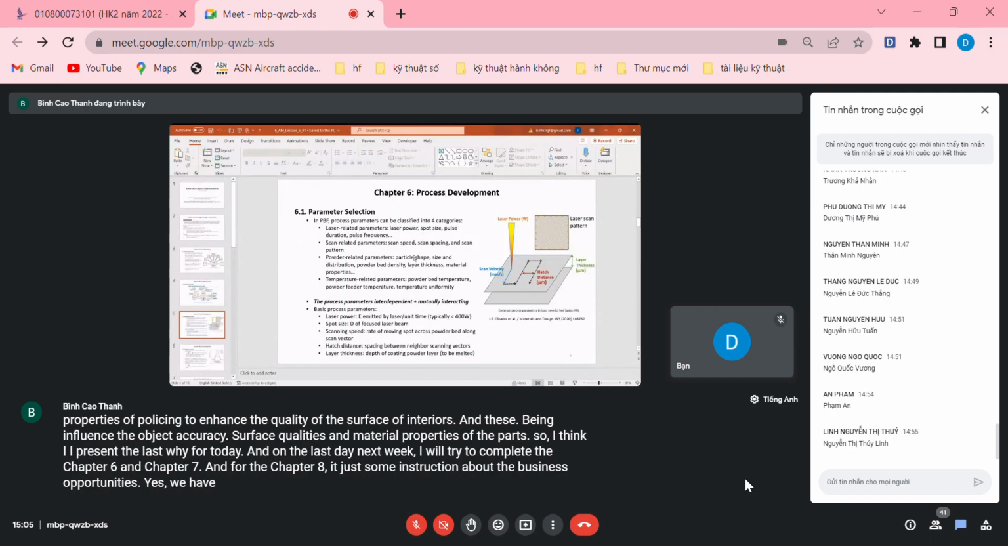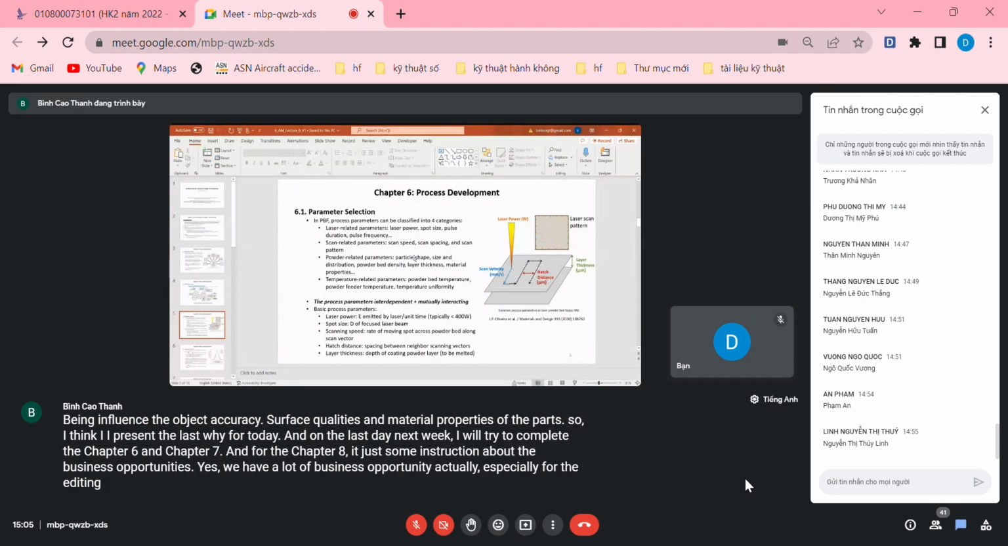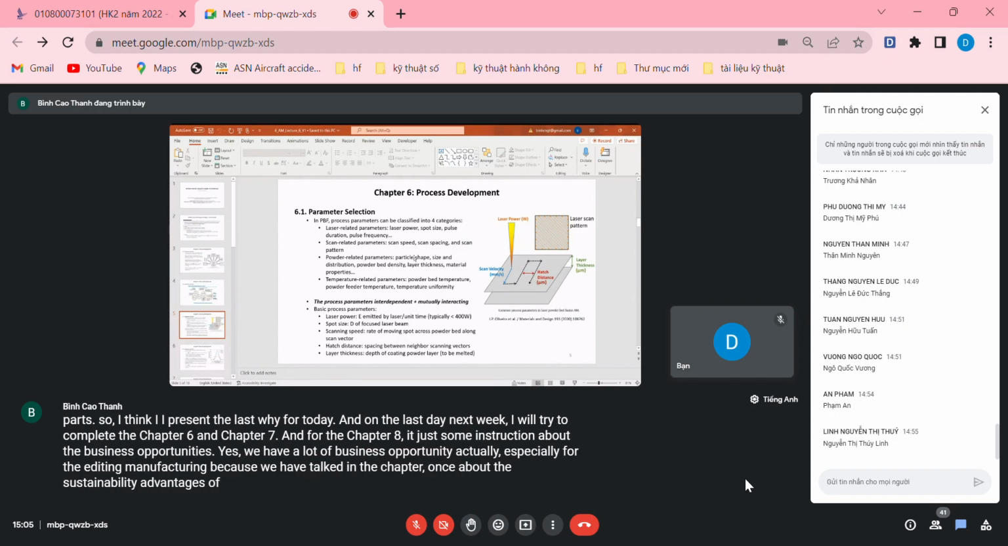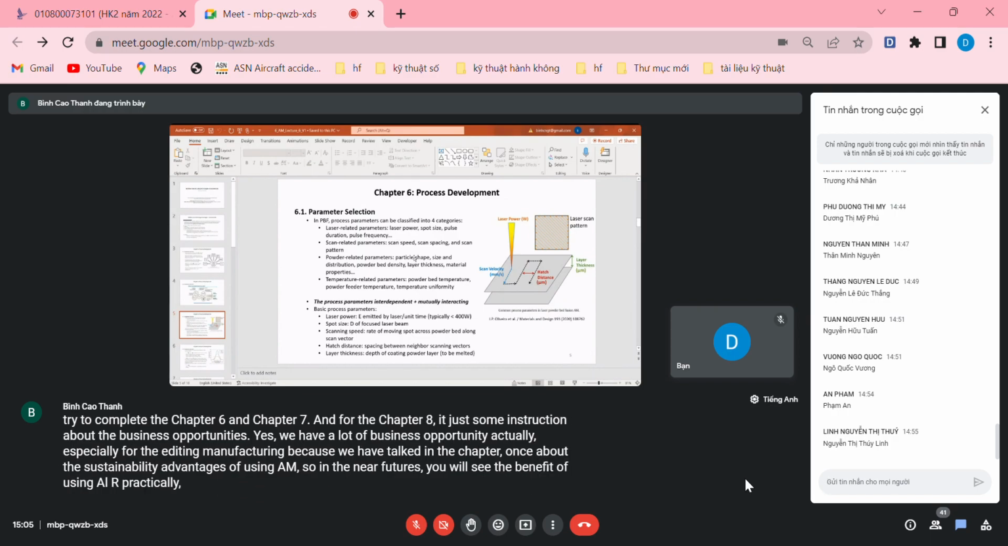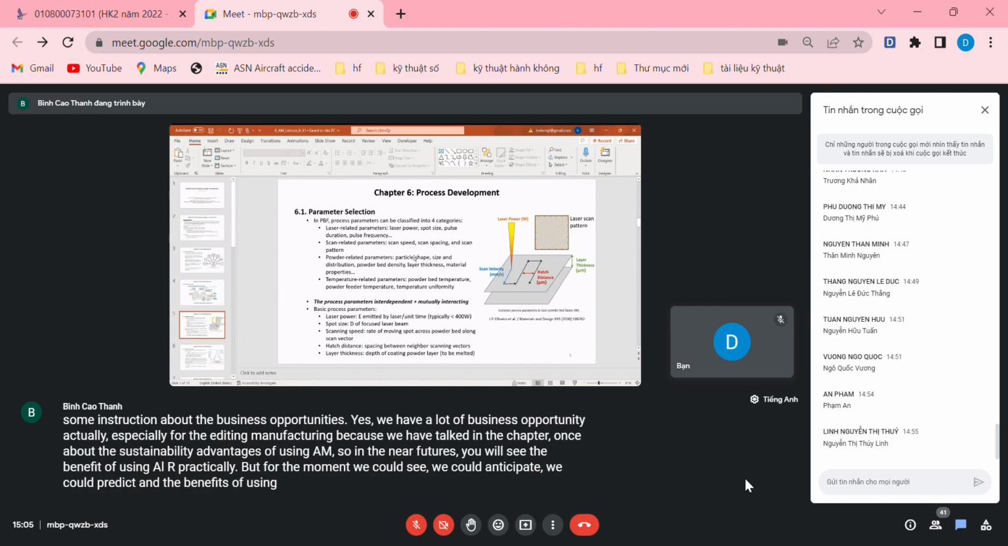Yes, we have a lot of business opportunities actually, especially for additive manufacturing, because we have talked in chapter 1 about the sustainability advantages of using AM. So in the near future, you will see the benefit of using AM, practically. But for the moment, we could anticipate, we could predict the benefits of using AM in fabricating those parts for industry.